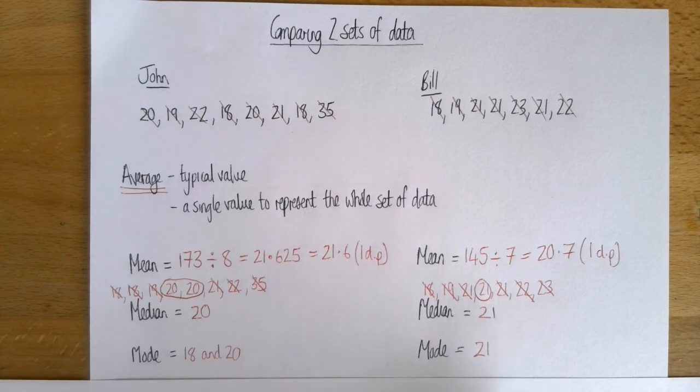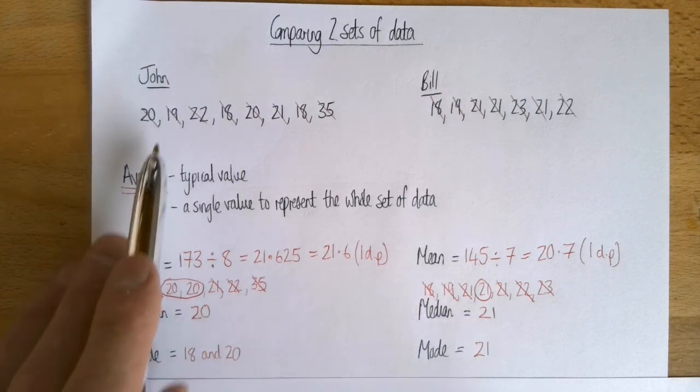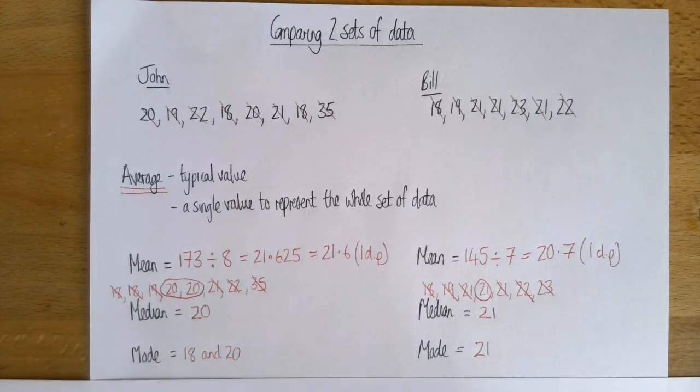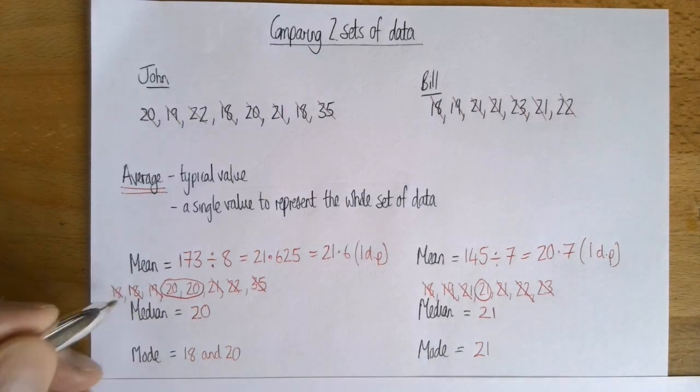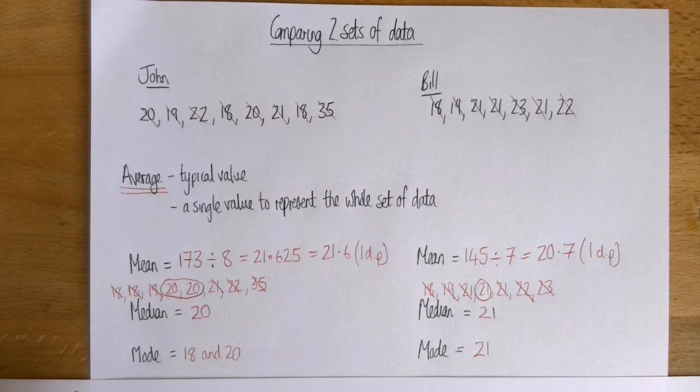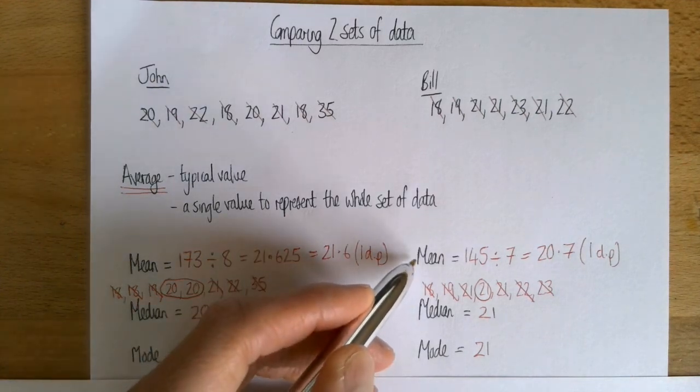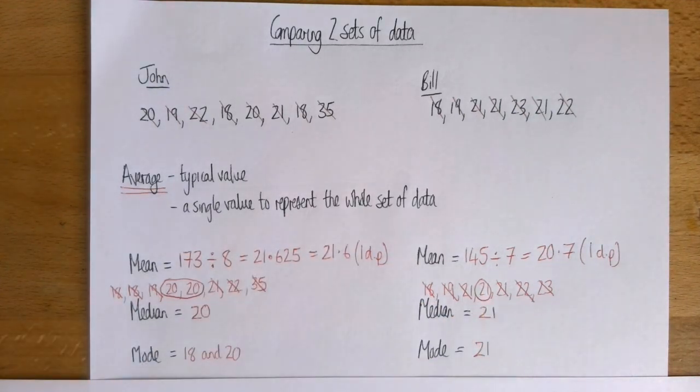Or we could look at the median and say typically John takes 20 seconds and Bill takes 21 seconds. So John is faster. So this is the problem that averages often present us with. It depends what average you choose to use, doesn't it? So if I was John, I'm going to use the median because that makes me look better. And if I was Bill, I'm going to use the mean because that makes me look better.